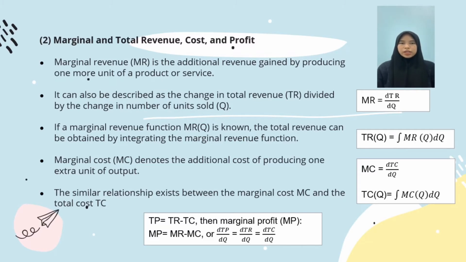A similar relationship exists between the marginal cost MC and the total cost TC. So the formula is TP equal to TR minus TC, total revenue minus total cost. Then marginal profit MP equal to MR minus MC, marginal revenue minus marginal cost.